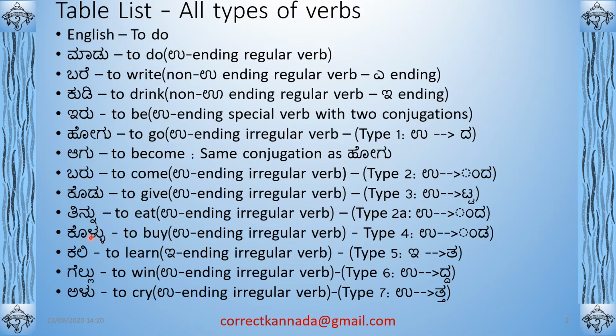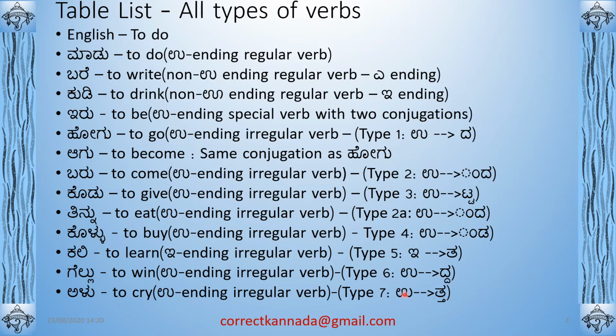And the verbs that have this illu will always fall into this category. Then kali is to learn. It will be kalita. Even though it's similar to kudi, it's not conjugated like kudi. The e will become ta, so it will become kalitenu, nanu kalitenu, like that in past tense. Then gellu is to win, becoming gedda, nanu geddenu, avanu gedda. Alu, to cry, past tense will be atta, alu atta, itta. The u will become itta.